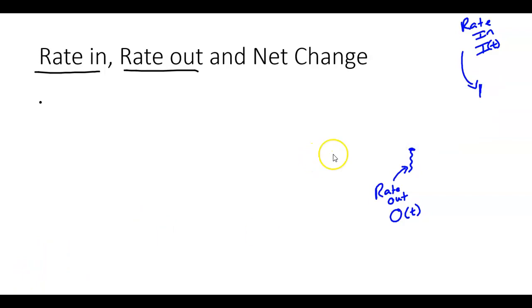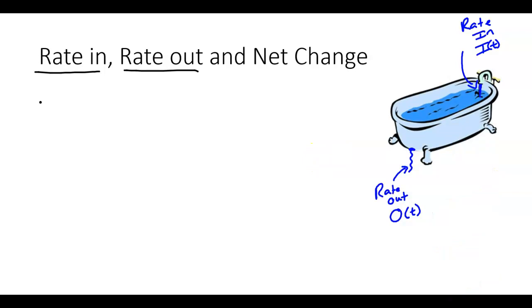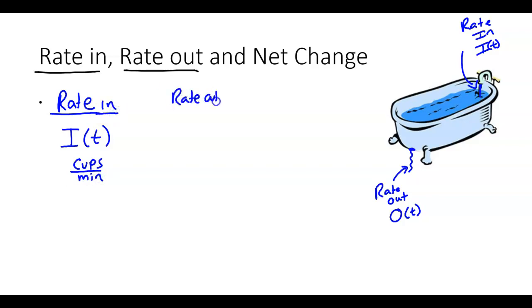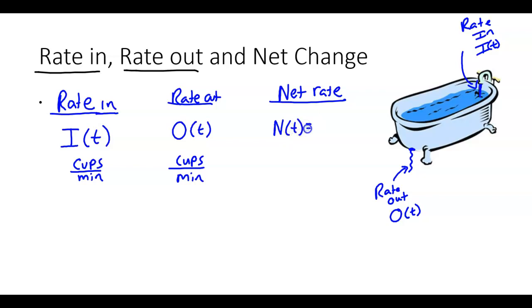So we have rate in, which I'm going to call I of t. Maybe it would have units like cups per minute. We have rate out, which is also being measured in cups per minute. Since they're working against each other, we have a net rate. In other words, we can put these together to get a total rate. Let's call that N of t.